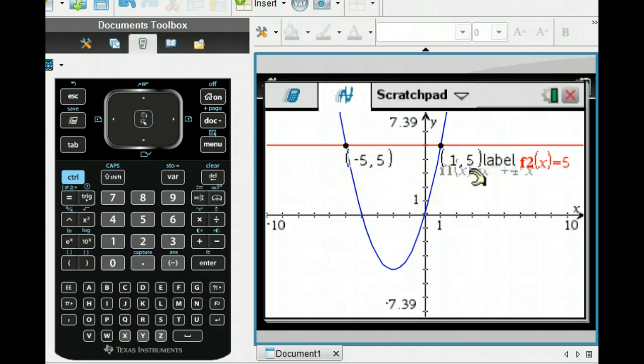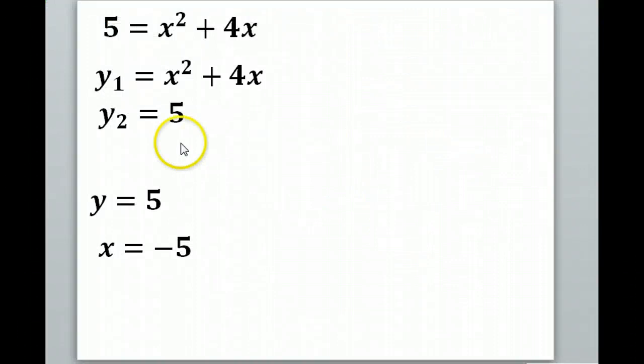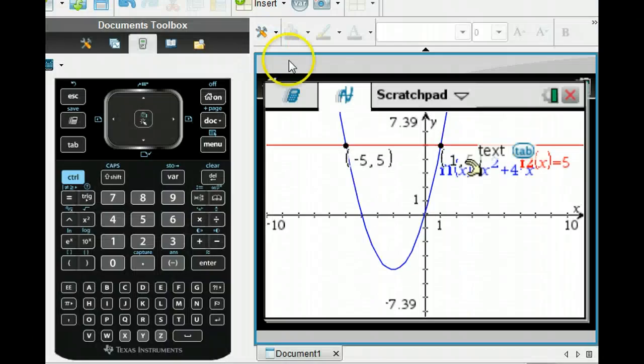Okay, so now I've done the hard work. If you'll notice here, the y values on both of these are 5. Well, we knew that because our second equation that we entered in was y equals 5. Now, when we're trying to solve this equation, we're trying to solve it for x. What does x equal? We have two answers, and my two answers here for x are going to be negative 5 and 1.